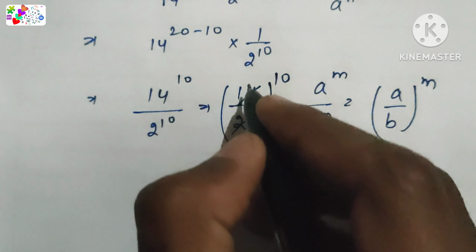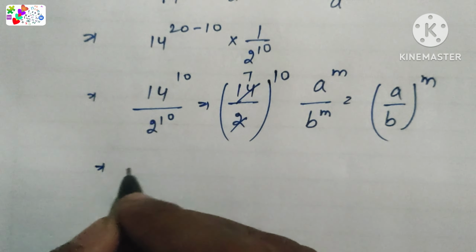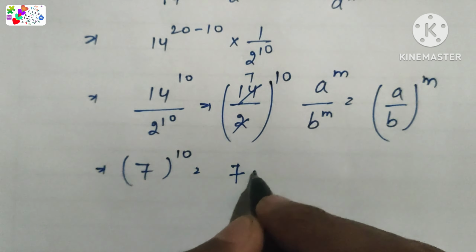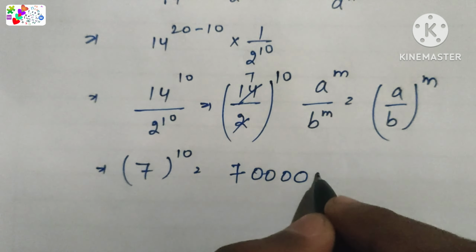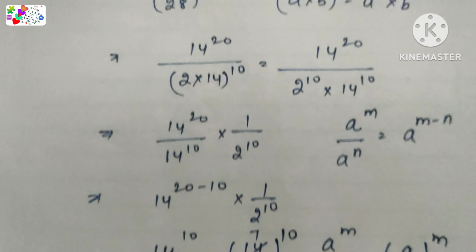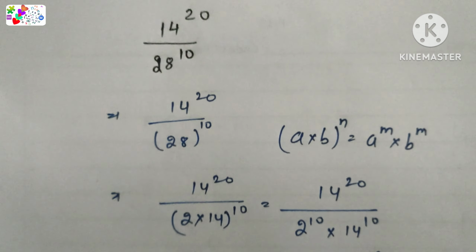Now this cancels out, and what we remain with is 7 power 10, and we know that this is 10 times. Here: 3, 4, 5, 6, 7, 8, 9, 10. This is the value of this question.